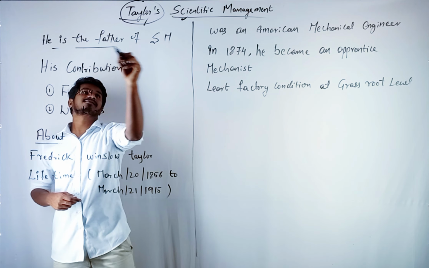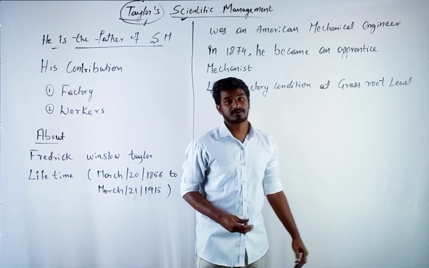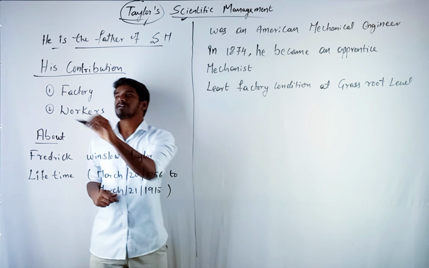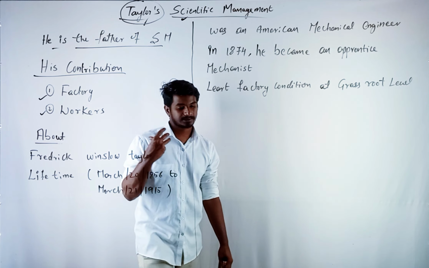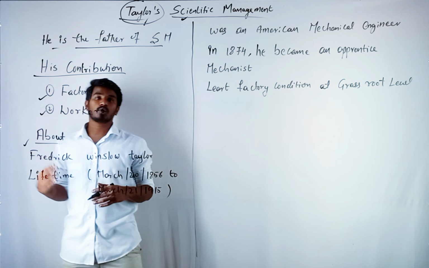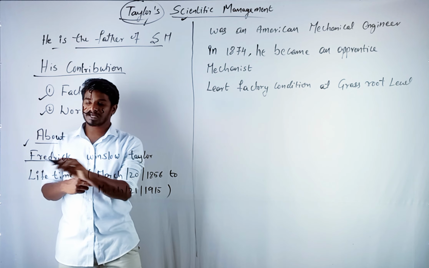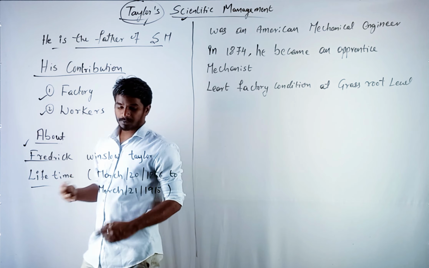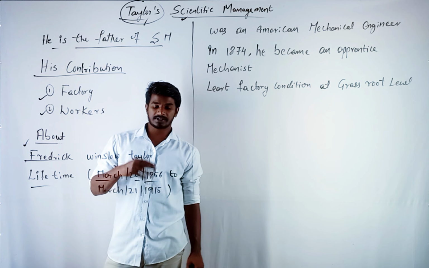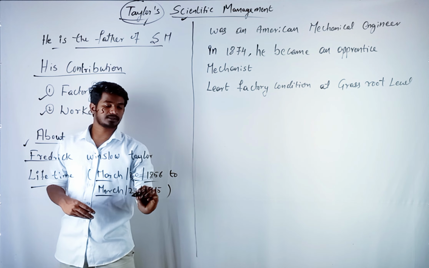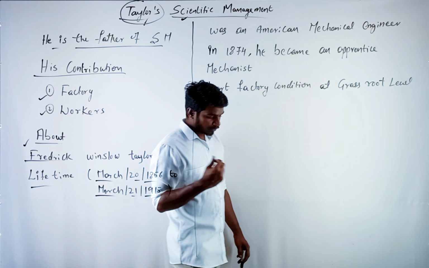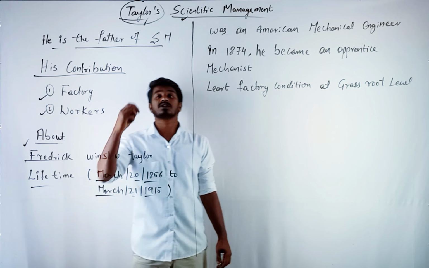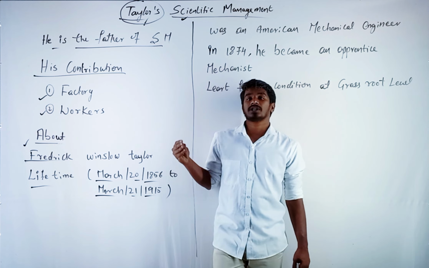So, he is the father of scientific management. His contribution is towards factory management and workers management majorly. About himself, his full name is Frederick Winslow Taylor, and his life span was between March 20th, 1856 to March 21, 1915.